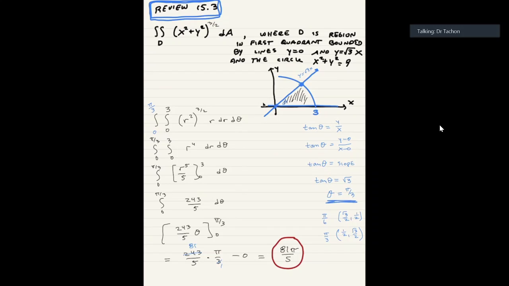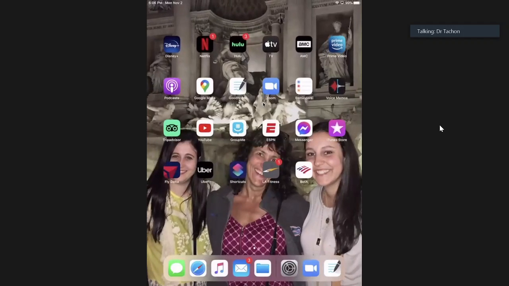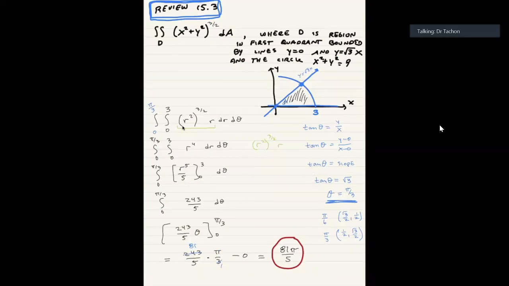So when you're combining all these, you have r squared raised to the 3 halves times r. This is a power raised to a power, so you multiply the exponents. You get r to the 6 halves power. When you multiply 2 times 3 halves, you get 6 over 2, which is 3. So you get r cubed times r, and there's your r to the 4th.